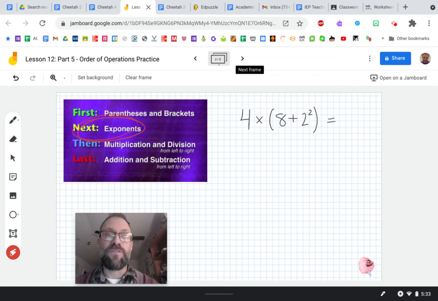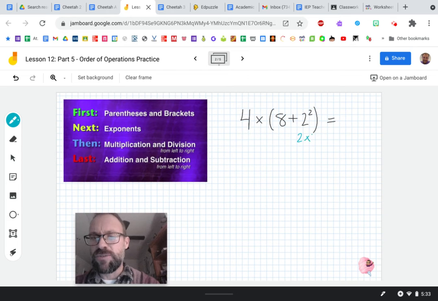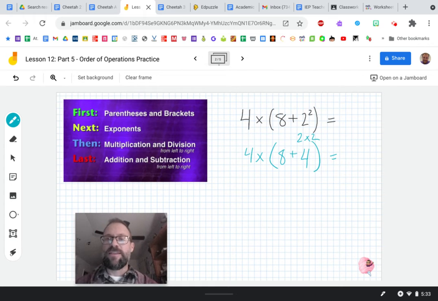Exponents comes before addition. So let's do that. 2 squared, or 2 to the second power, is the same as 2 times 2. So that's 4. So I'm going to write 4 underneath the 2 squared, and I'll copy down the 8 plus, parentheses, times 4. All right. This is where our problem stands now.